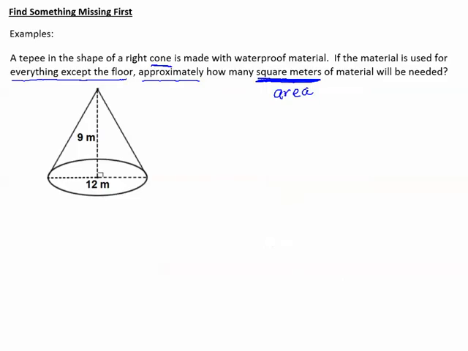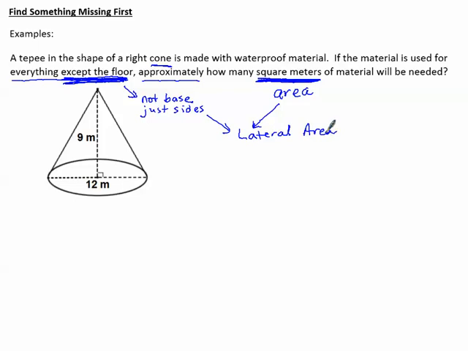Going back to our problem, let's see what words can help us determine which one. So the material is used for everything except the floor. So that means we're not covering the base. So except the floor, not the base. That means we are just covering the sides with the material. So if it's area and it's just the sides, that would mean we are using the lateral area.